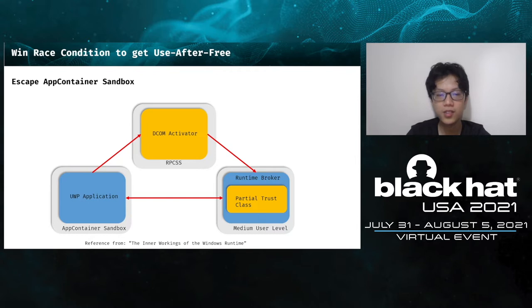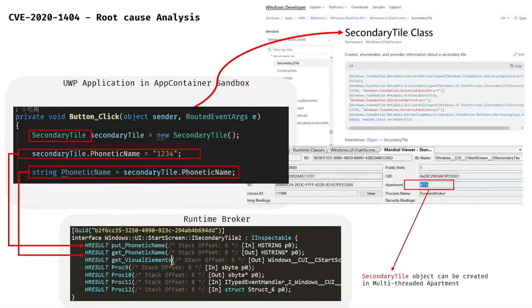Before talking about today's first sample, we want to briefly explain the background of the attack surface we have chosen. In the Windows system, WinRT is widely used in UWP applications, and the WinRT API provides powerful UI and advanced asynchronous functions. UWP applications are designed to run in the low-privileged AppContainer sandbox, but they can interact with the medium-level runtime broker by creating the partial trust runtime class object, which provides a large attack surface for escaping the AppContainer sandbox.